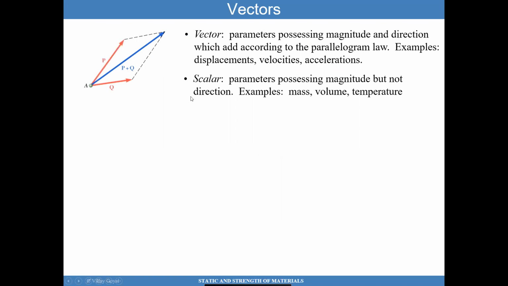A scalar, on the other hand, is a parameter that possesses a magnitude but you don't have to describe it with a direction. Examples of that are mass, volume, temperature, even speed.